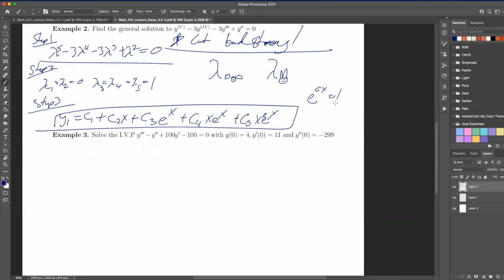So when you go from C1 to C2x, are you adding an x because it's a power higher? No, I'm adding an x because I have it repeated. So here I have C1 e to the 0x, and then I'll have C2 x e to the 0x. Since this is repeated, I need to add an x for each time it's repeated. Oh, okay, that makes sense.